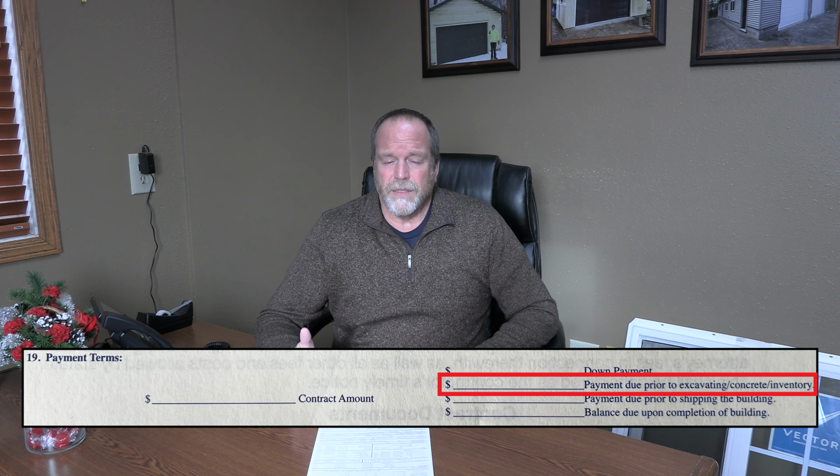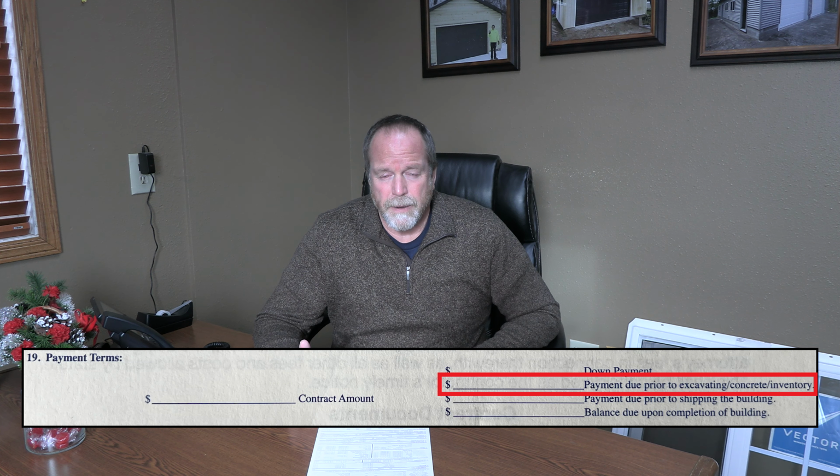Now the very next piece here is a payment due prior to excavation, concrete, and inventory. This is truly where the ball starts to roll. Once that payment comes in, all of the special order items for your structure are ordered. That could be trusses. Trusses are ordered specifically for every building. If it's a special order siding that we don't stock here, that is ordered at that time. Maybe colors of aluminum soffit and fascia.